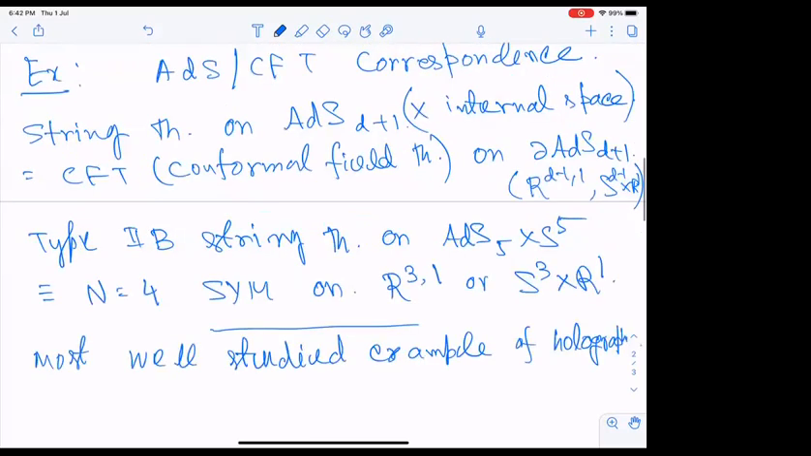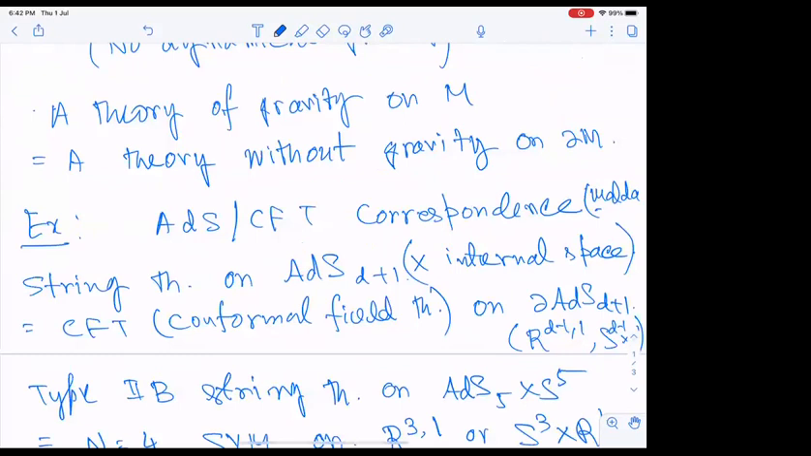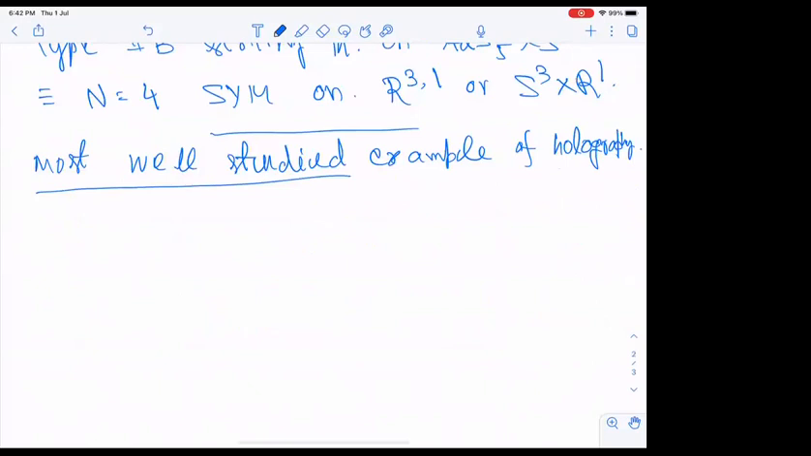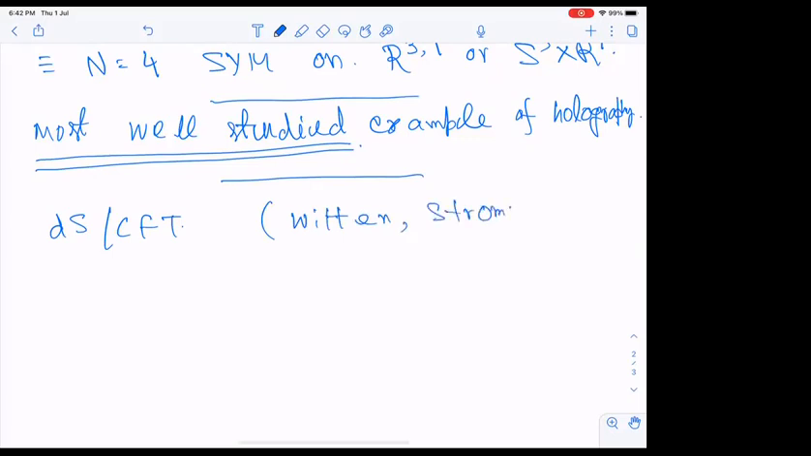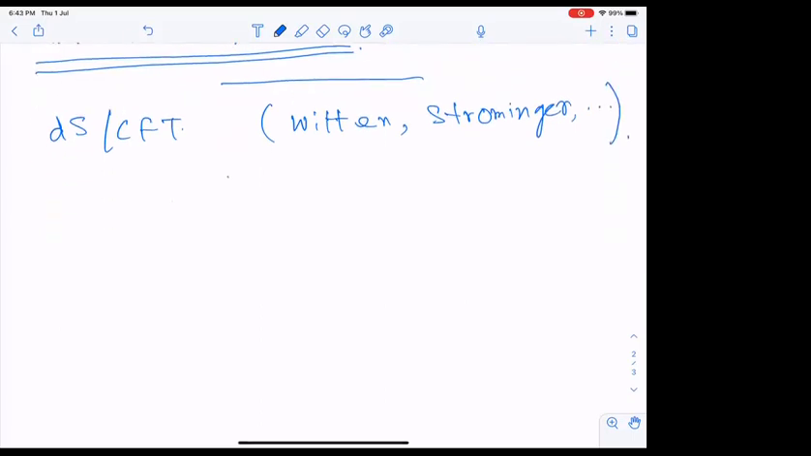This is the oldest one, and that's why it is the most well-known example. Now, there is also the dS/CFT correspondence, by Witten and Strominger. But now I'll be talking about something which is not AdS or dS, but asymptotically flat space-time, okay?